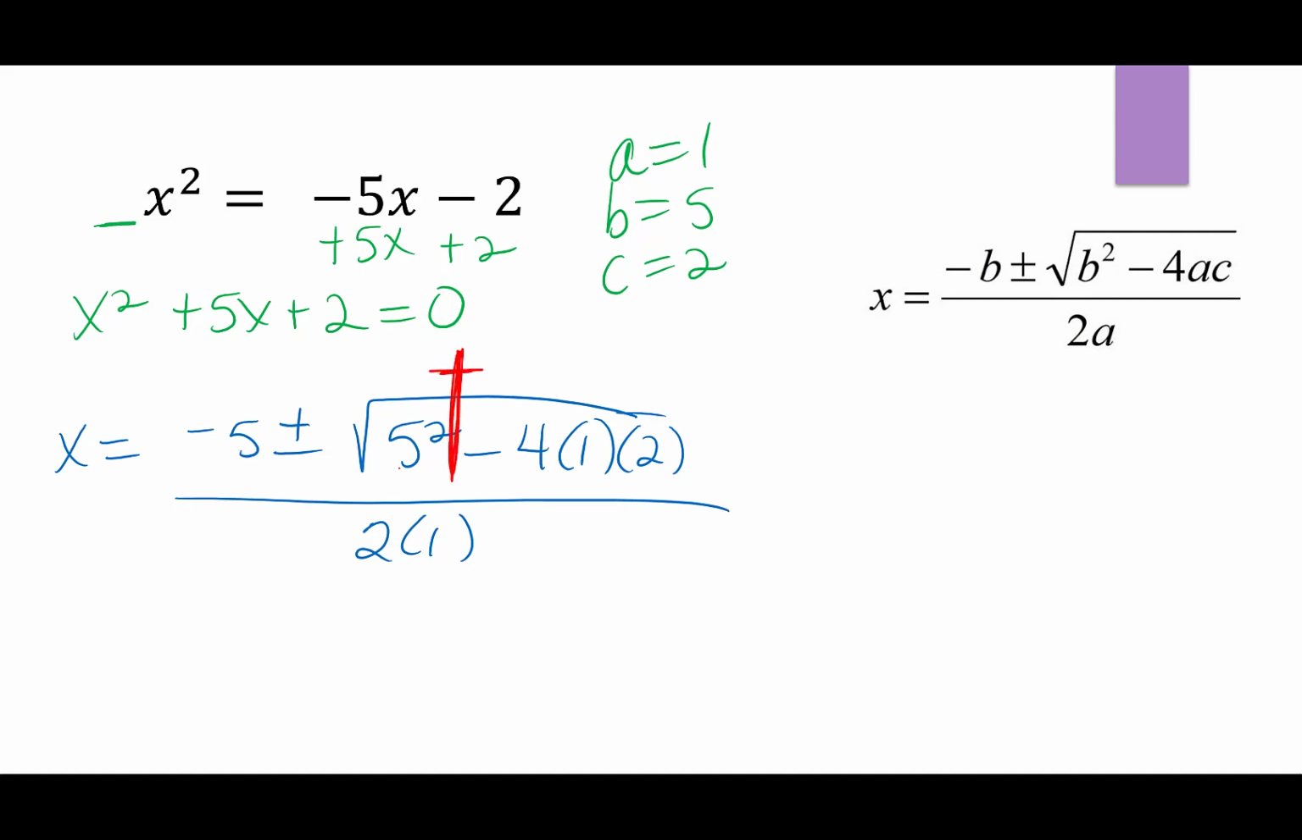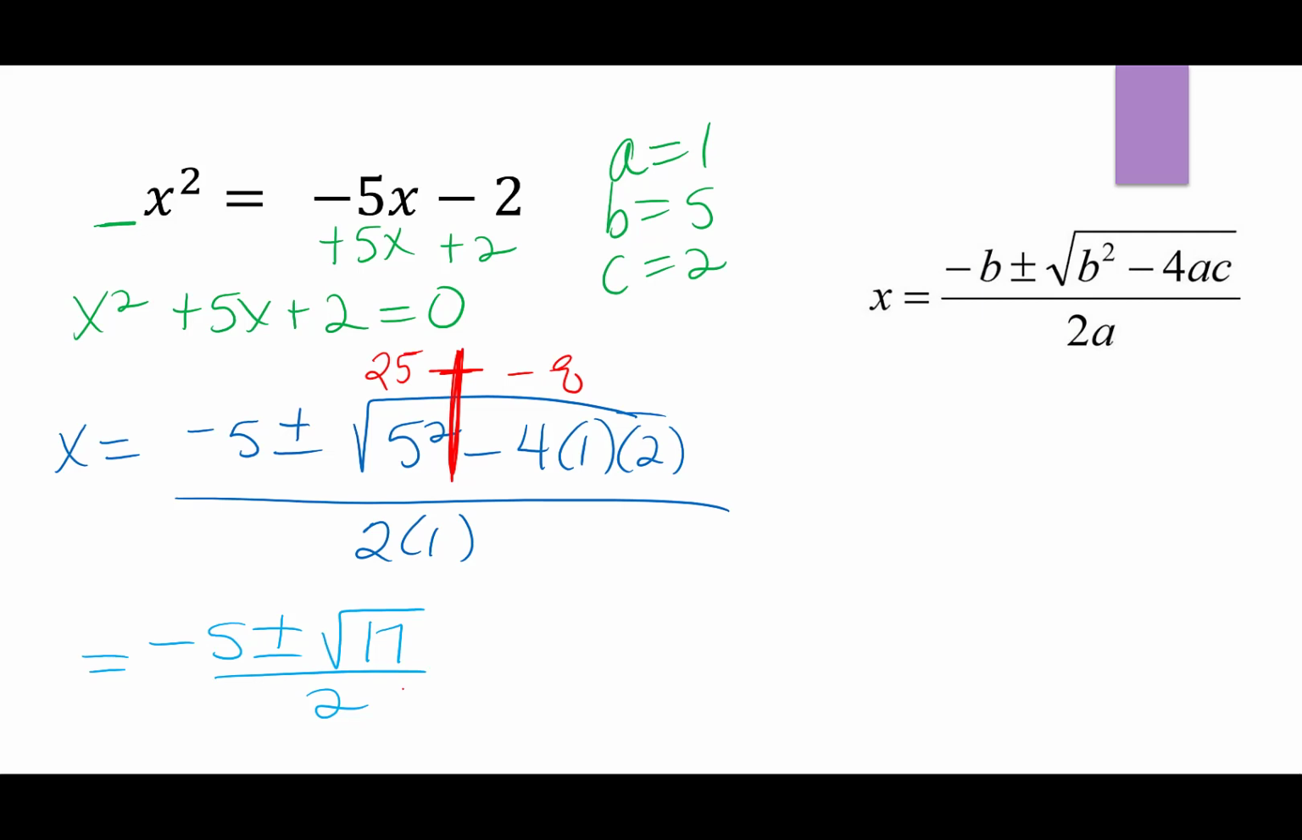On the left side of the cross, 5 squared is 25. On the right side, negative 4 times 1 is negative 4, and then times 2 is negative 8. So this simplifies to negative 5 plus or minus 25 plus negative 8, or you can think of it as 25 minus 8 is 17 over 2. And that's your final answer because 17 is a prime number.